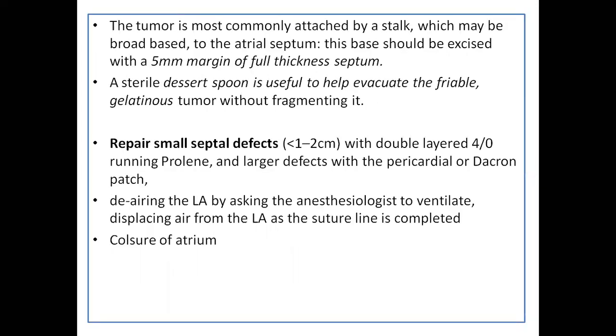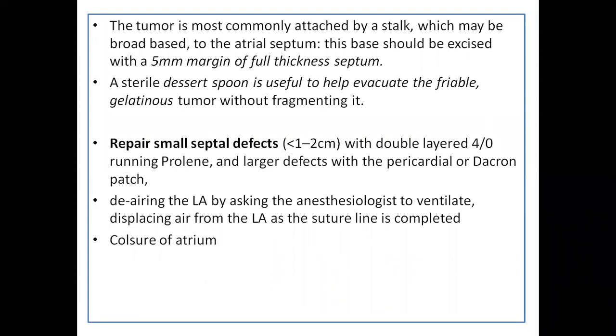The tumor is most commonly attached by a broad-based stalk to the atrial septum. This should be excised with a 5 millimeter margin, full thickness. Then a sterile dessert spoon is useful to help evacuate the friable or gelatinous tumor.